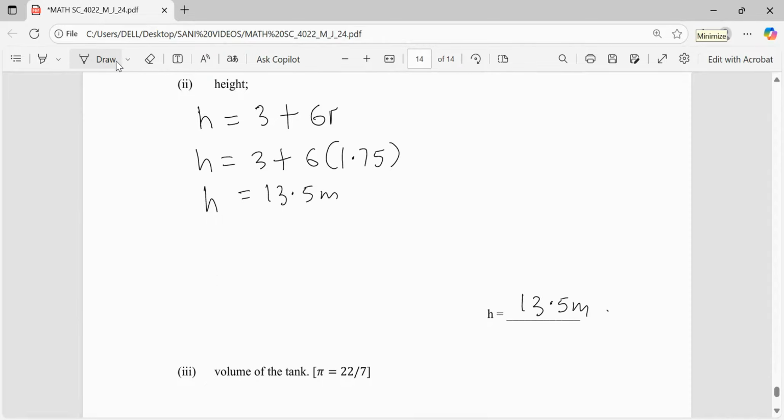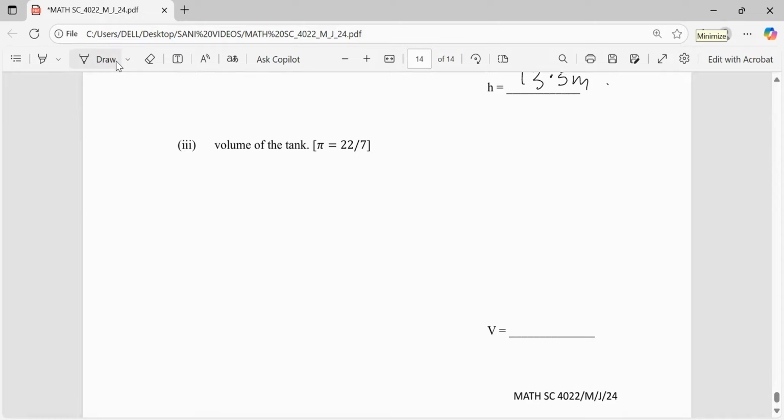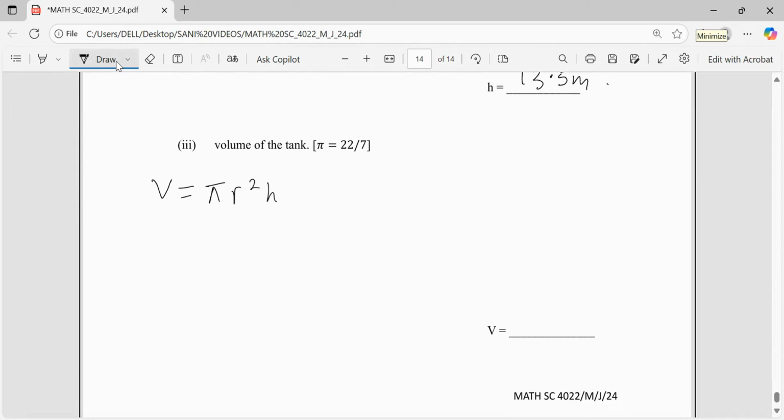Then find the volume of the tank. So the volume, since it is a cylinder, the volume is pi r squared h. We have been given pi as 22 over 7. We got the radius as 1.75 squared, and we got the height as 13.5. So when you multiply this, you get 130 meters cubed. So the volume of the tank is 130 meters cubed.